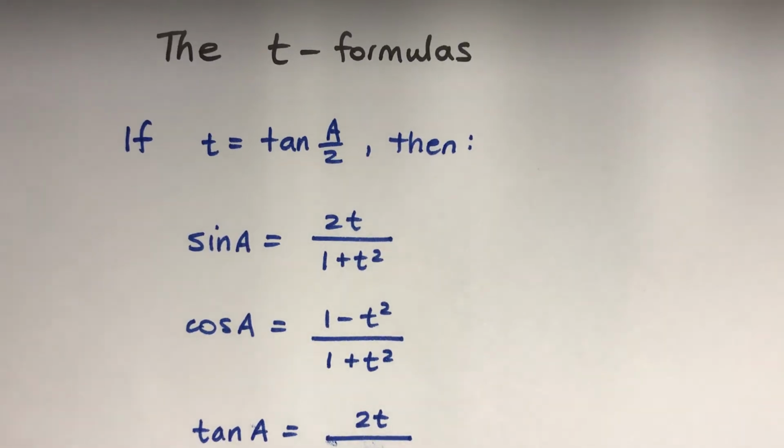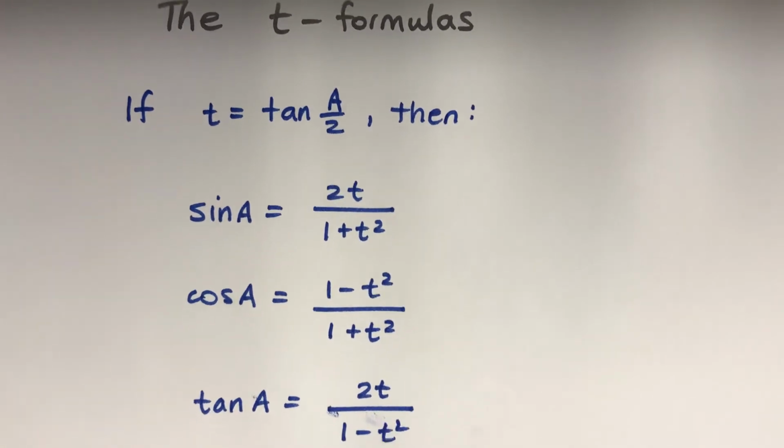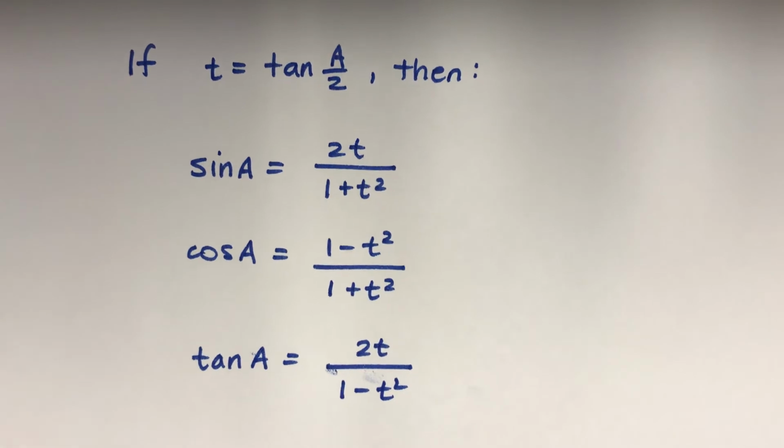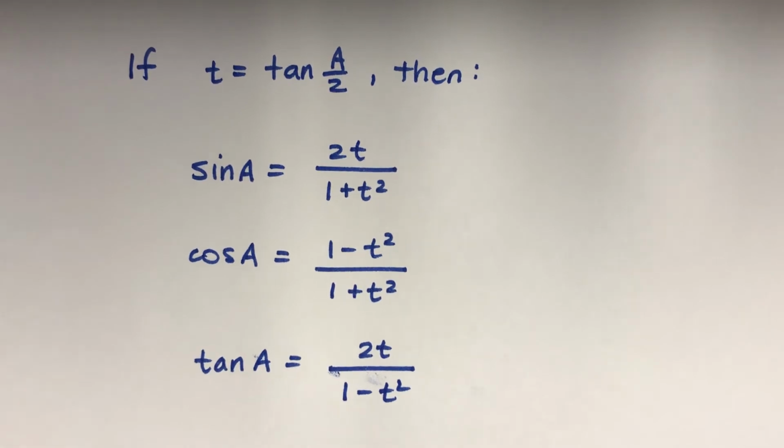Hi everyone, this lesson is for t formulas. Now if little t equals tan a over 2, then we are going to find sine a, cos a, tan a in terms of t. Okay, so first I'm going to use, for all these t formulas, we have to use double angles of sine, cos, tan.